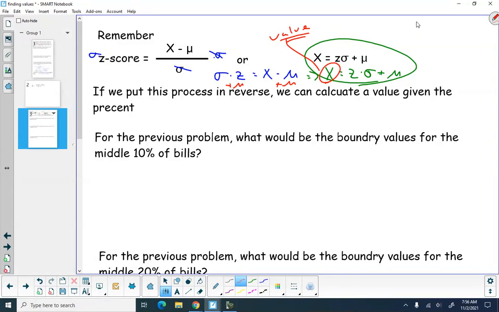So if I want to calculate a specific value that corresponds to the Z-score, what we've done up till now is we've taken the value, calculated the Z-score, went to our Z-table. Now what we want to do is take the Z value and push it back into the value. What value corresponds to that? So we want to be able to calculate a value given a percent or a Z-score.